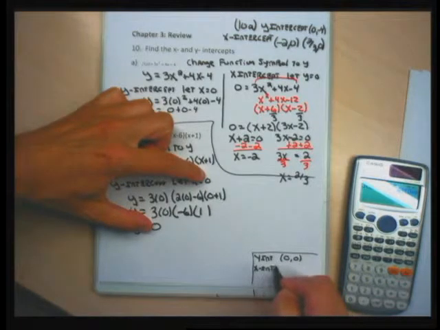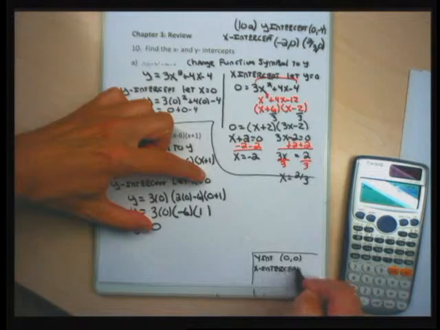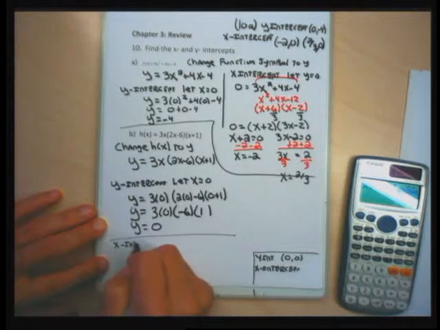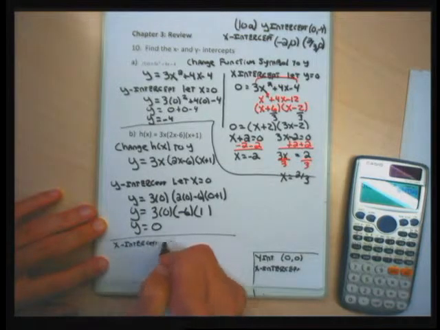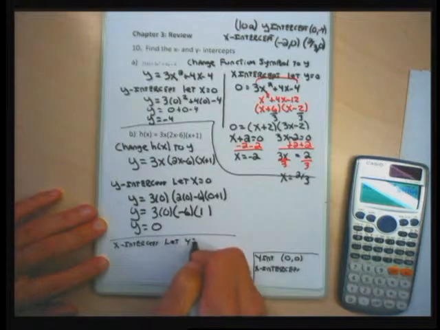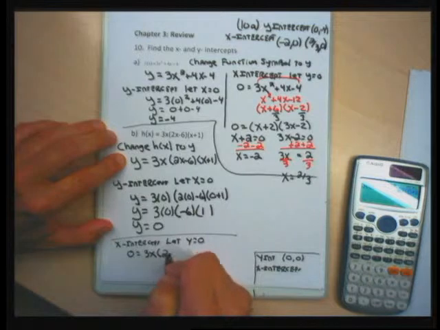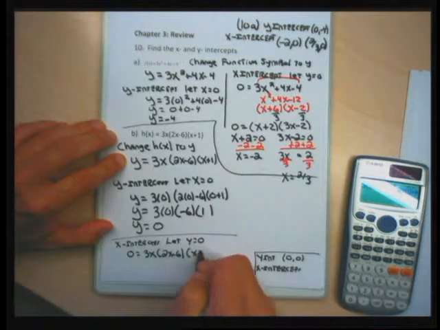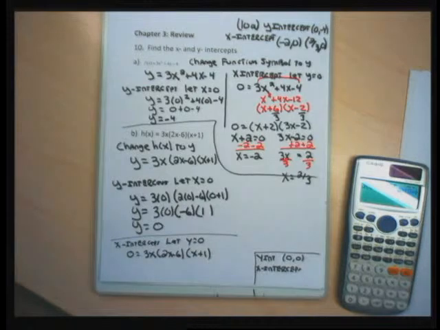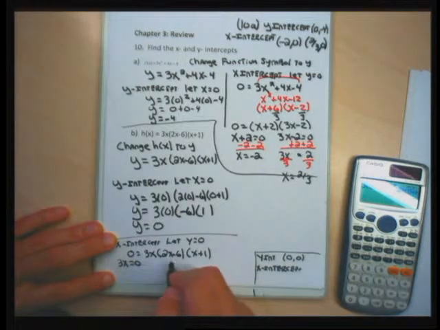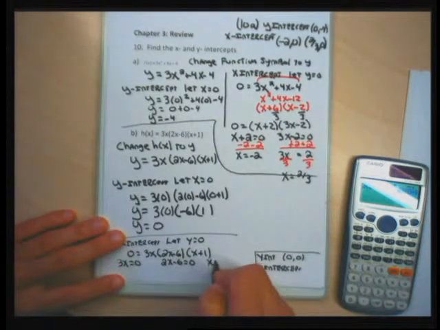To do the x-intercepts, there's actually going to be 3 of them. You let y be 0. So I'm going to go 0 equals 3x times 2x minus 6 times x plus 1. Because this is factored and set equal to 0, I don't multiply it out. I just take each of the three factors and set each one separately equal to 0. So I'm going to go 3x equals 0, 2x minus 6 equals 0, and x plus 1 equals 0.